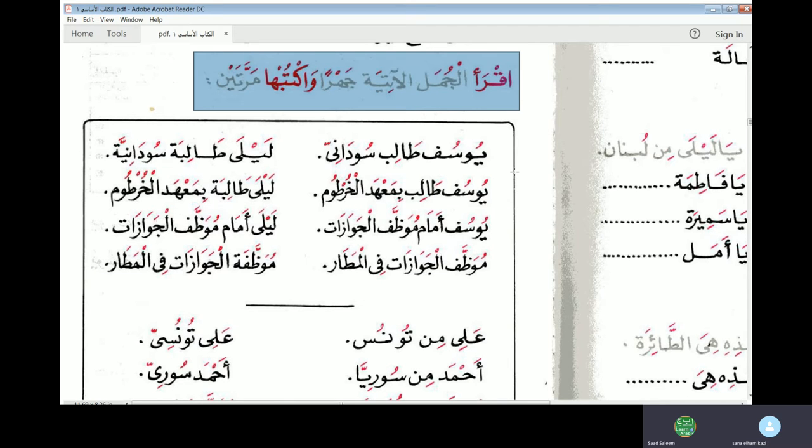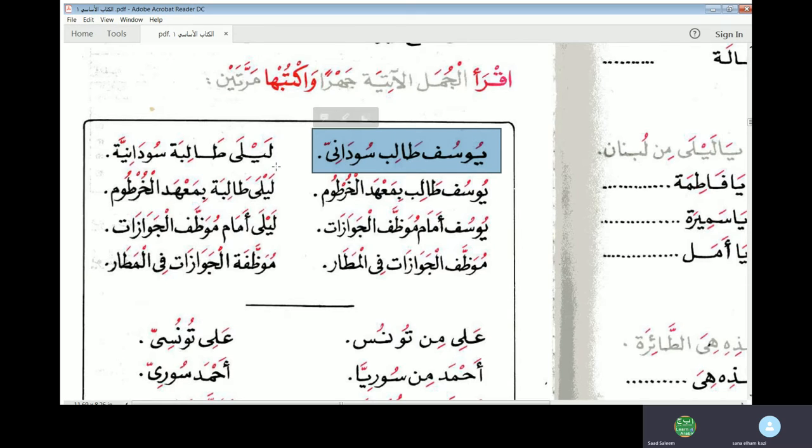Read the following sentence aloud and write it twice. Read in a loud voice, and write them once again, one other time.